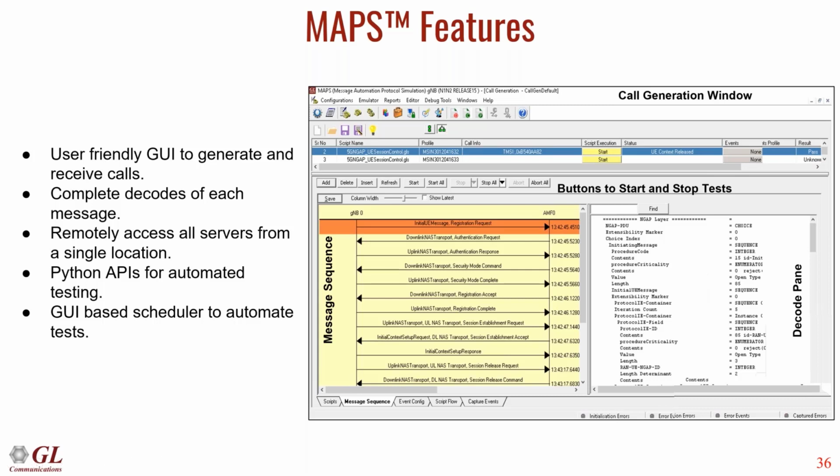If you're running multiple nodes with the MAPS application, you can control them by sitting at a single point using a remote application. And the Python APIs will be exposed for automation testing. So one thing you said that was very important, I thought, remotely access all servers from a single location.